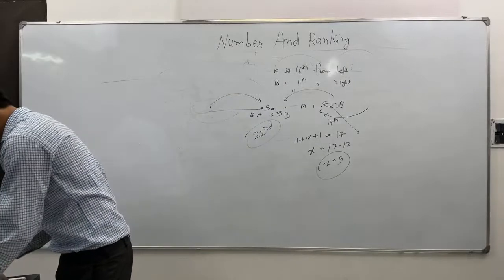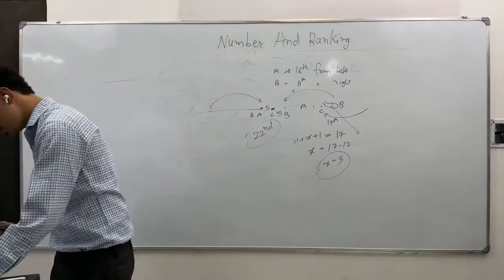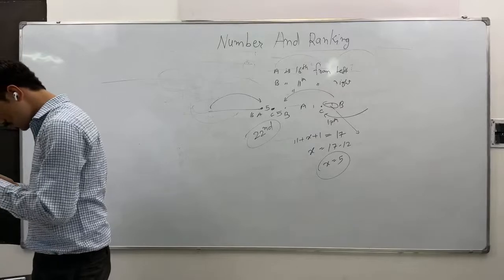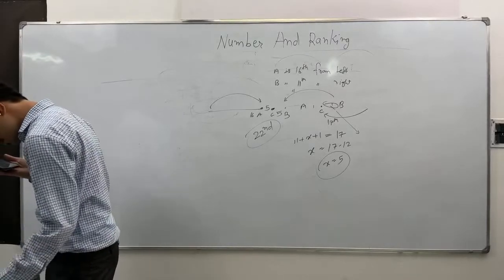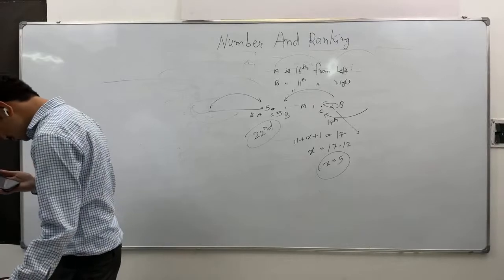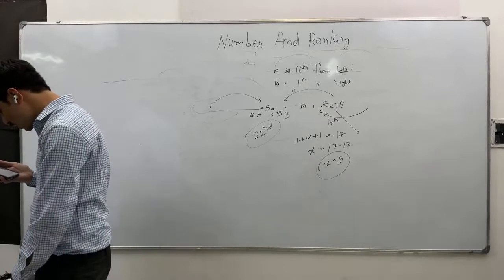Next we'll see maximum number of cases and minimum. Next category we'll see. Is this question clear to you?